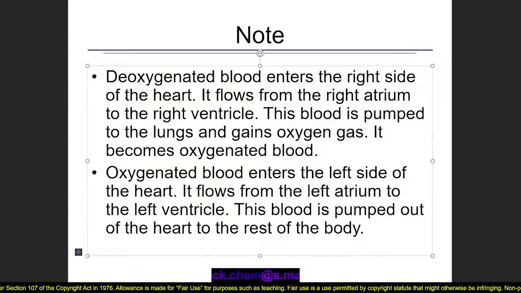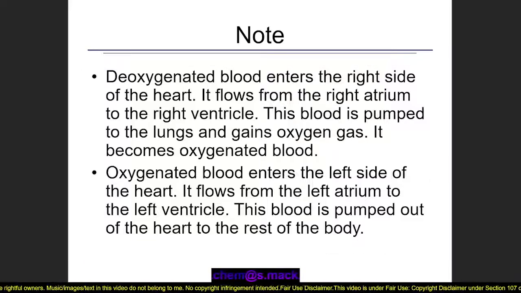Here I have a short note which describes what we were looking at in the diagram, where I'll read from the slide. Deoxygenated blood enters the right side of the heart. It flows from the right atrium to the right ventricle. This blood is pumped to the lungs where it becomes oxygenated. This oxygenated blood will return to the heart through the left side. It will flow from the left atrium to the left ventricle before it is pumped out of the heart to the rest of the body. You have to make sure and take down the notes.